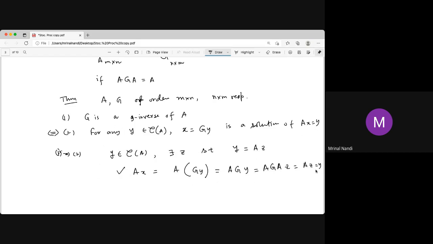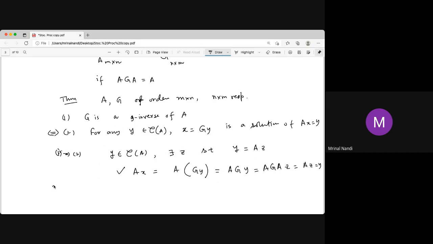That X may not be Z. Actually, X will not be Z. If you take some Z, you can reach another X because there are infinitely many solutions. Starting from Z, you can find them. So if you change your G, you will find different X.